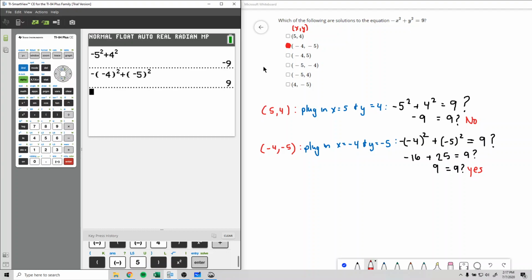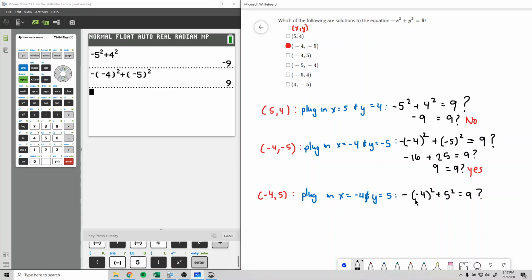So you go through and do that for all of these. I'll do just one more so you can see that it's possible there are many answers to this. We've got the third one, negative 4 comma 5. We want to plug in x is negative 4 again and y equals 5. Negative 4 squared plus, this time we're only plugging in y as 5, so we don't need parentheses. And we're asking the question, does that equal 9?